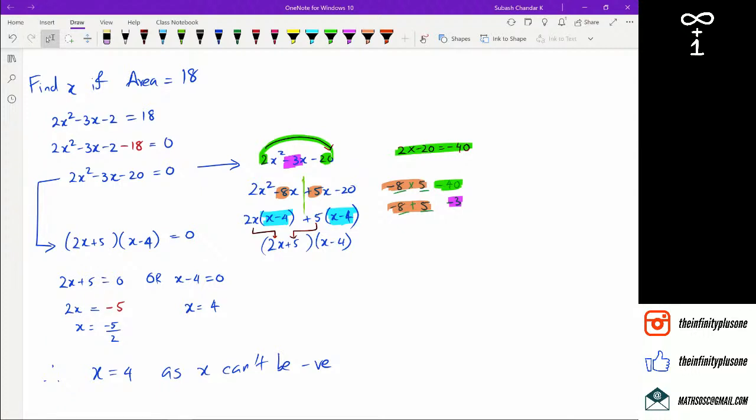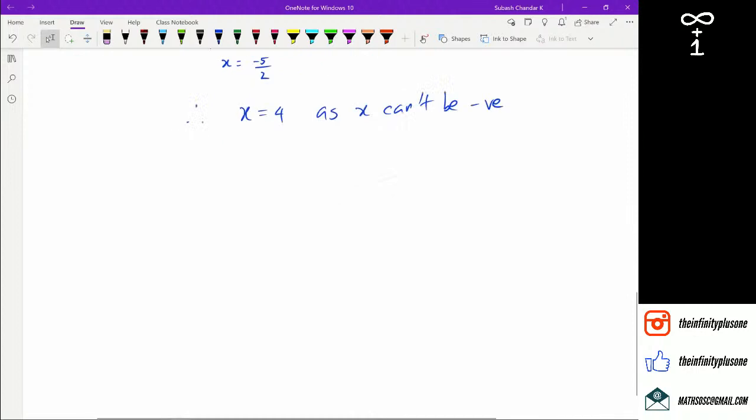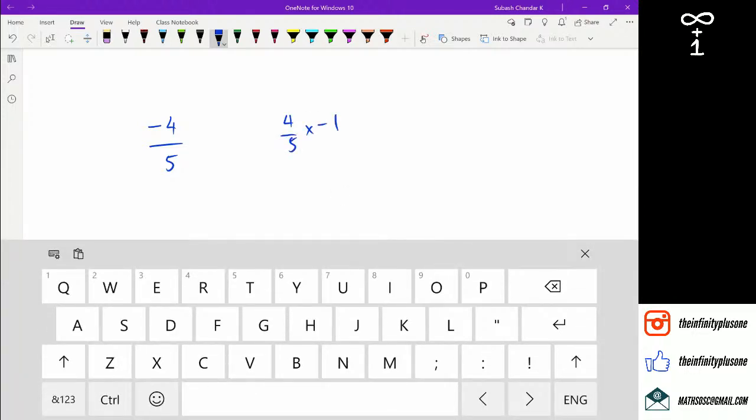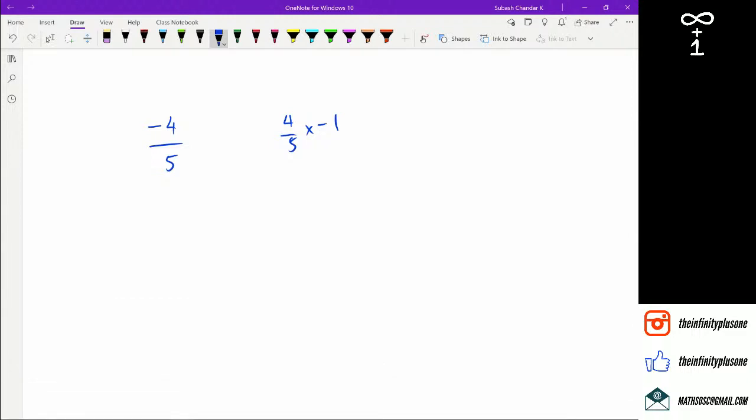Is there a way to turn a negative numerator into a positive? Daniel, what you're talking about is something like this: a negative numerator into a positive. Well, the only way you would do this is 4 out of 5 times -1. That's another way you could turn it.